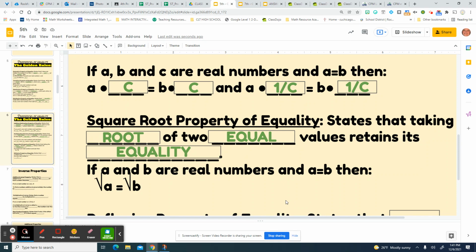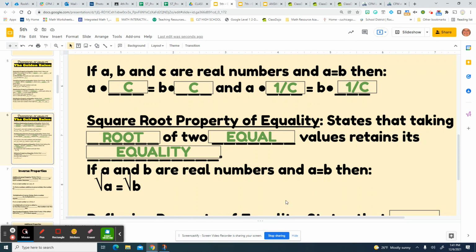Because if you're going to take the square root, you must do it of the entire side. You can't pick and choose which terms you're going to do it. So if you're going to do it on the right side, you're going to square root the whole side. And then the left side, you have to square root the whole side. You can't be like, oh, I'm just going to do it to this number and that number. Okay?